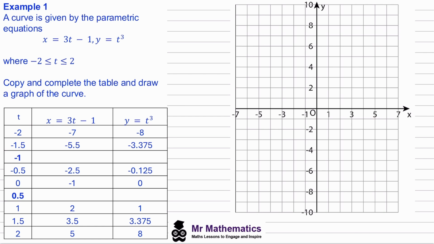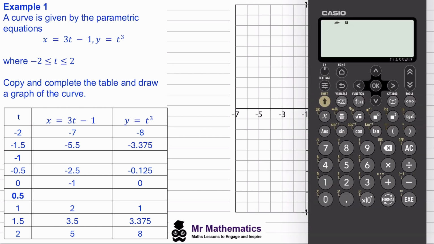In question 1, we've been given these parametric equations where x equals 3t minus 1 and y equals t cubed. We're given the range of t from -2 to +2. We need to complete this table of results, and then we need to plot the graph using the x and the y coordinates. And I'll show you how to do this on a calculator.